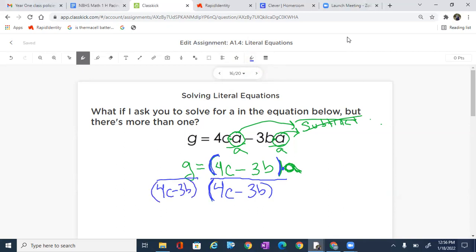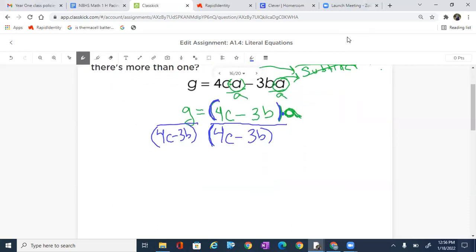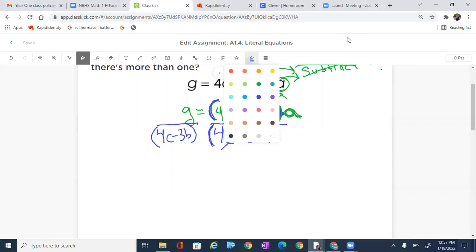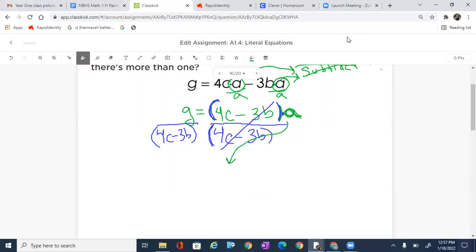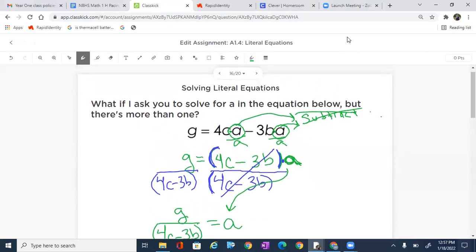Okay, so now when we keep working from here, notice this, 4c minus 3b divided by 4c minus 3b cancels completely out. We are left with a equals g over 4c minus 3b. So now in this one, the complicated piece was that we had to recognize that a was attached to both of the terms, and we had to factor off that a and create a parenthesis set for 4c minus 3b times a, which essentially was the reverse of the distributive property.